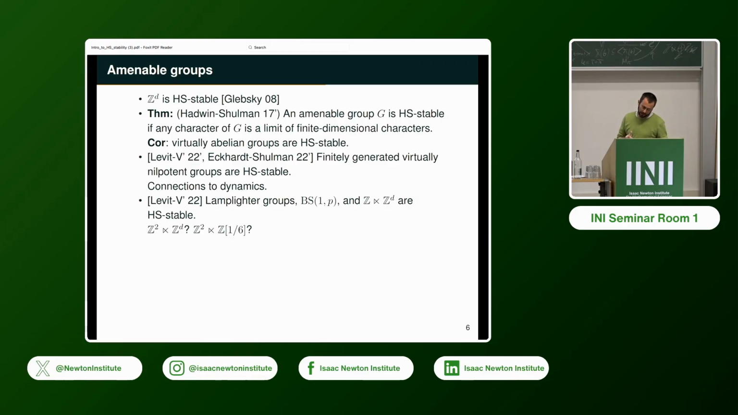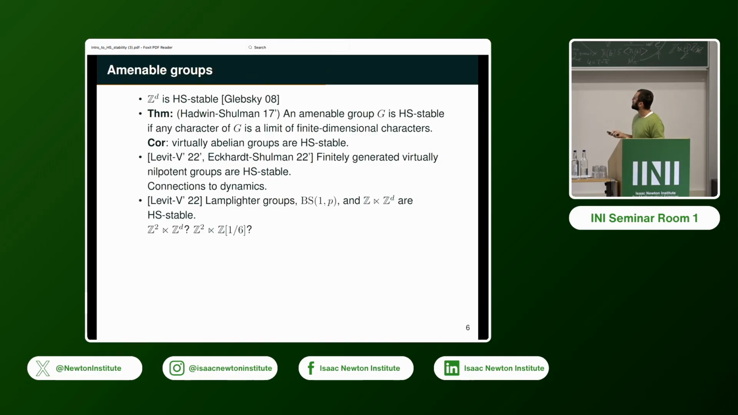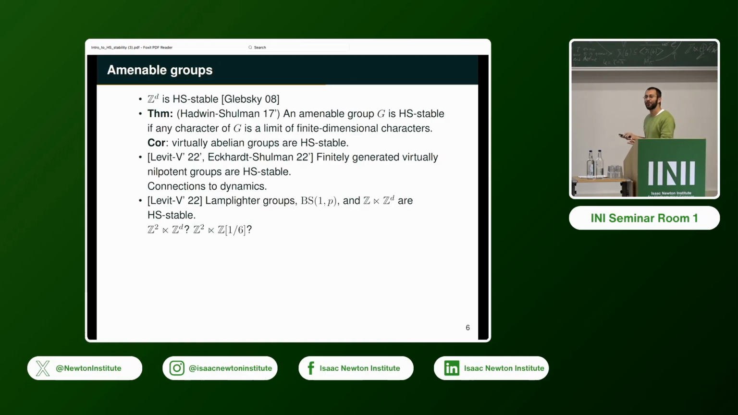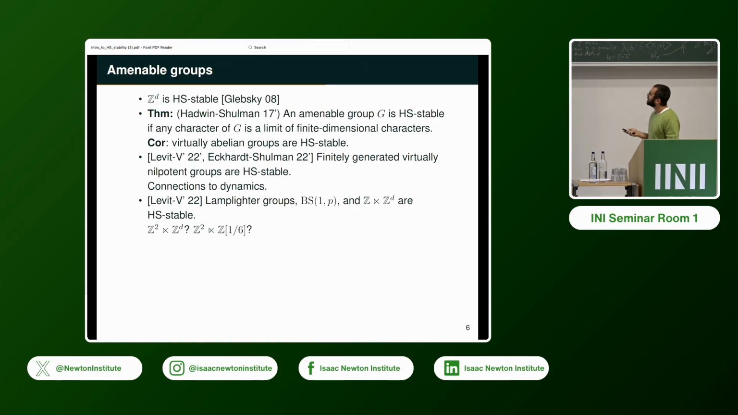More than the positive results, I think it's where it became very related to deep problems is once you consider a bit harder examples of groups. So take, for example, Z squared semi-direct product Z^d, or the example Z squared semi-direct product Z[1/6]. And here I need to give you two automorphisms of Z[1/6]. One of them will be, of course, multiplying by 2, and the other one will be multiplying by 3. And if you want to understand whether this group is stable, you must understand Furstenberg's times 2 times 3 system, if you know what that is. And similarly here, what you need to analyze is two commuting automorphisms of the torus.